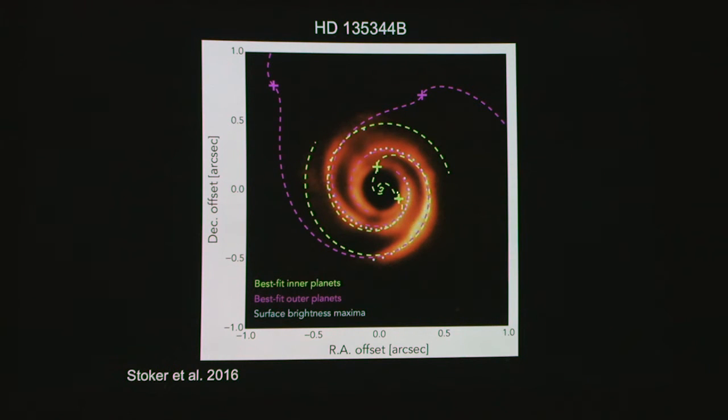And then the other model, you can also have planets located inside the spiral pattern, which can explain most of the spiral, but they don't quite explain the gap here. So it seems like a model where the planets are located further out beyond the visible spiral does a better job of explaining what we see, or what we observe.